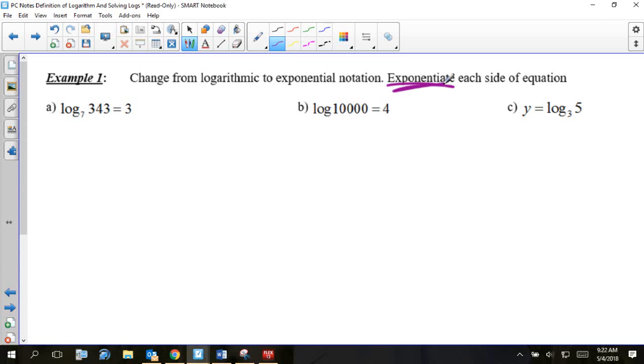So this is logarithmic form because there's log written in it. We're going to write it in exponential form. So I'm going to exponentiate each side. What I'm going to do is exponentiate each side by having a big base of 7.